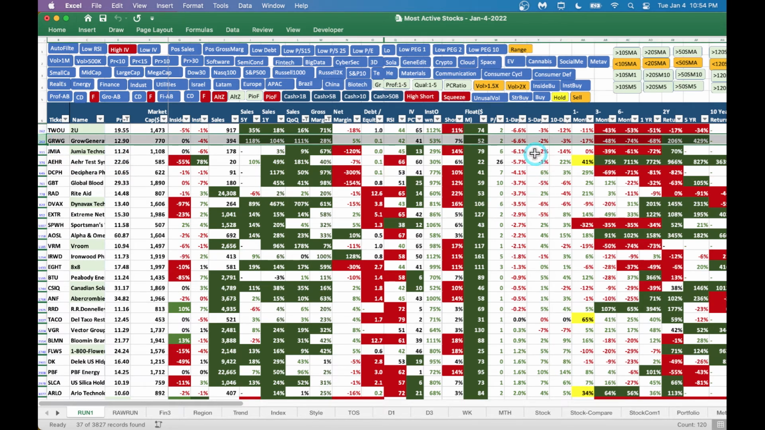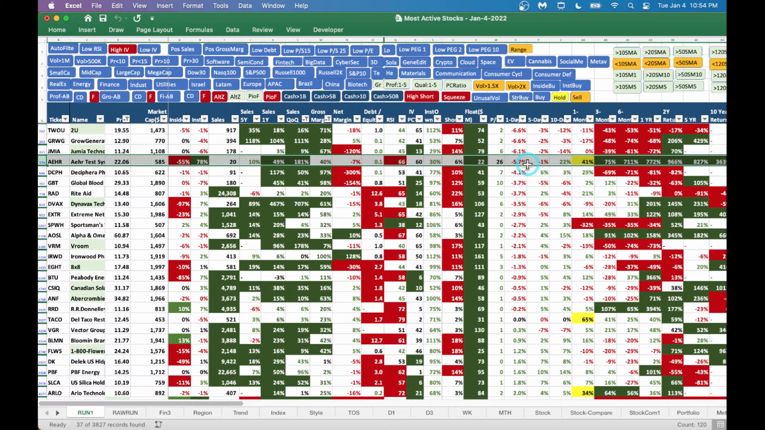There is short term pain, as you can see here, and Growth Generation also, as you can see here, has a very low price to sales ratio. That means very low valuation. And we got AEHR. It's a big time semiconductor play here, down big time, as you can see here.